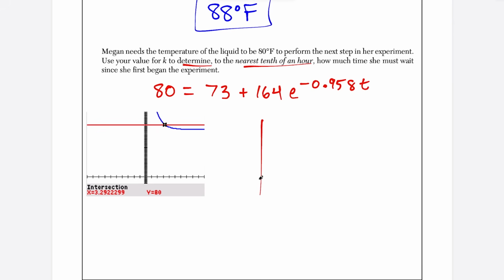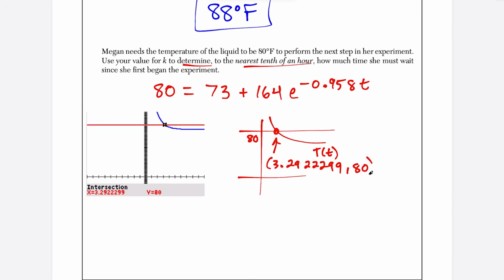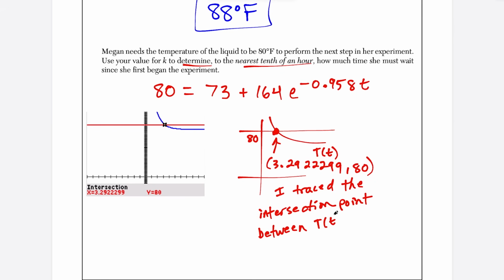So now to show your work, what you could do is just provide a rough sketch of what you just did. So I could say that this is T(t), and this is the line y equals 80. And the intersection point, I would just write down the intersection point here is at 3.29, and then 22299, comma 80. And then just make a comment here. You could say that you traced the intersection point. And if we really want to play it safe, we could say T(t) and y equals 80. We could say exactly what we typed in the calculator.